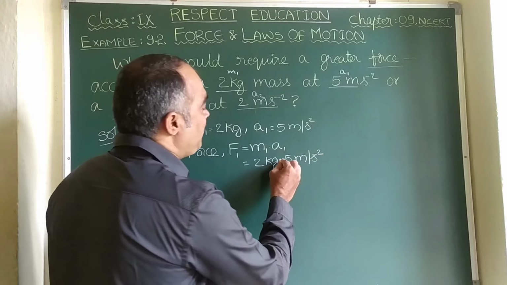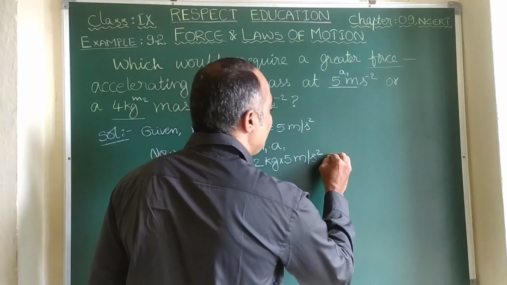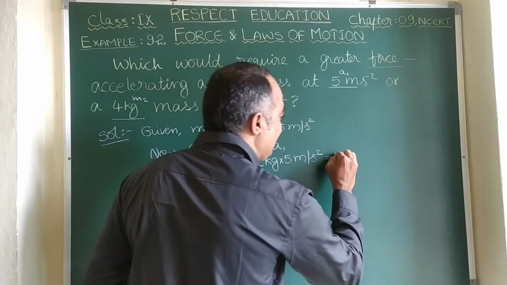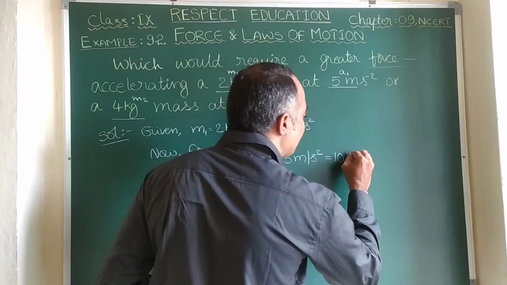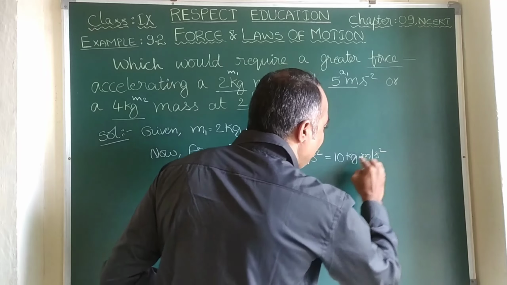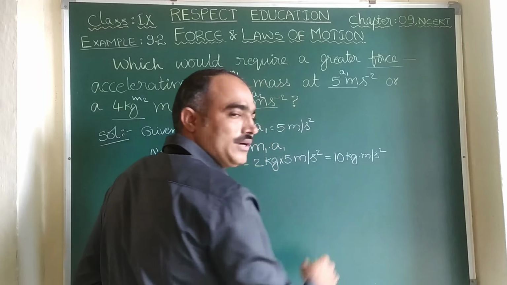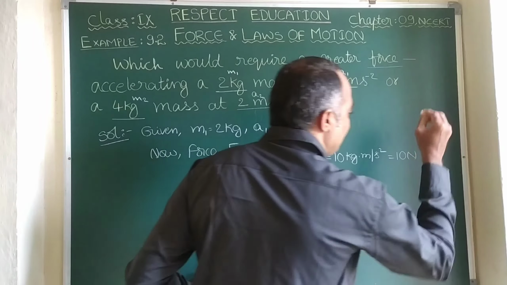Now we multiply 2 kg into 5 meter per second square. 2 5s are 10. Let us add the units. Kg meter per second square. We can replace this one with Newton. So here this is simply 10 Newton.